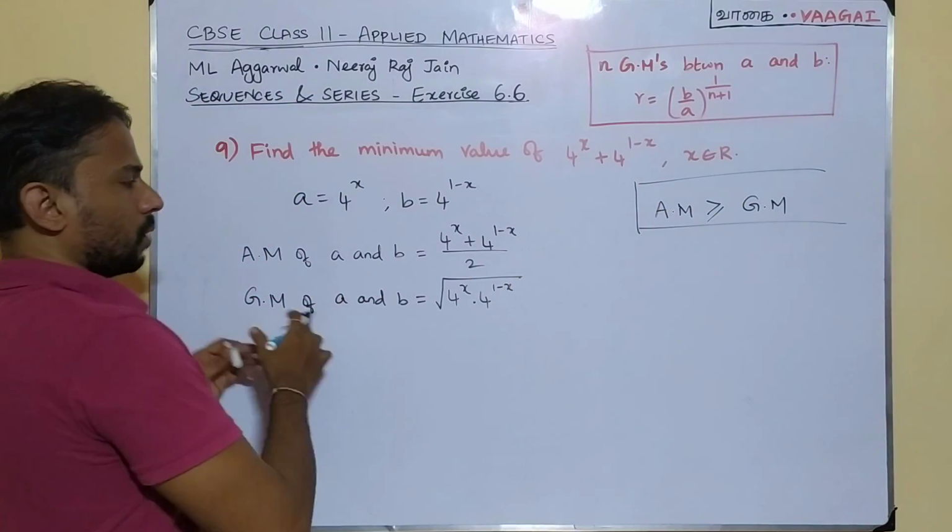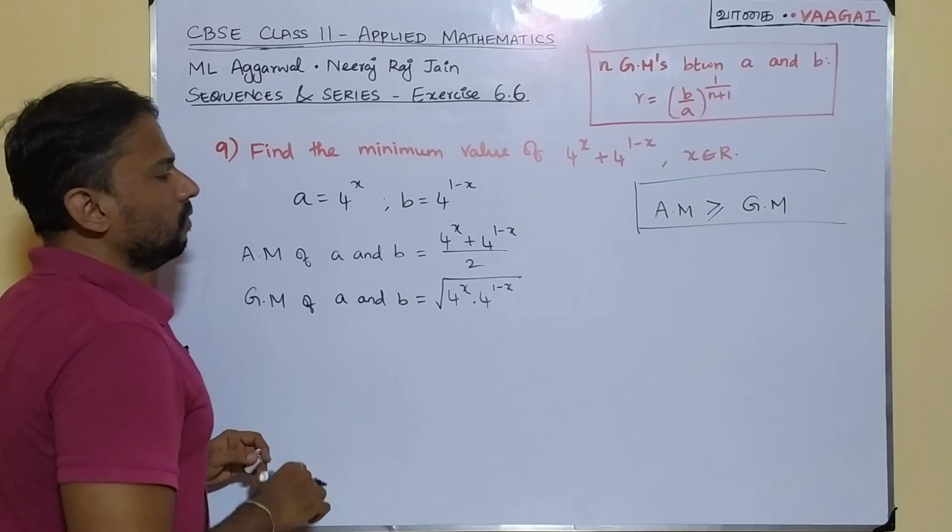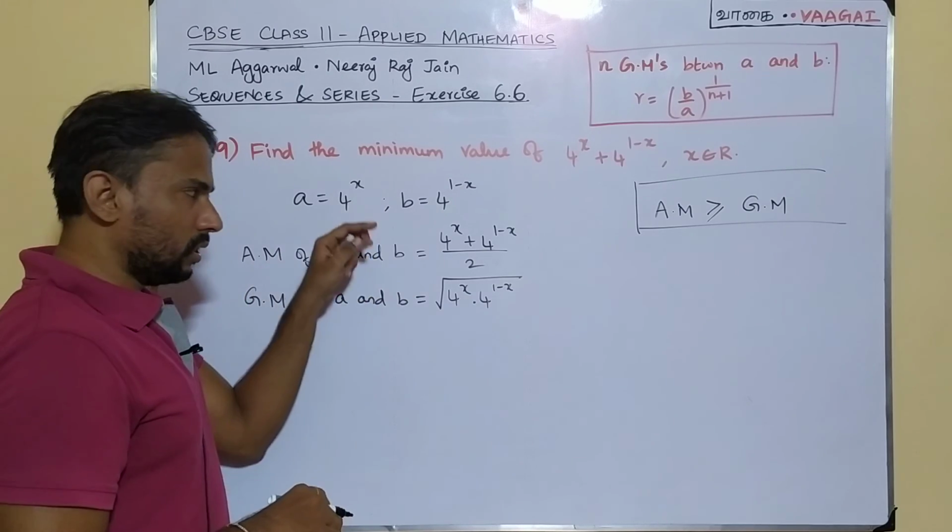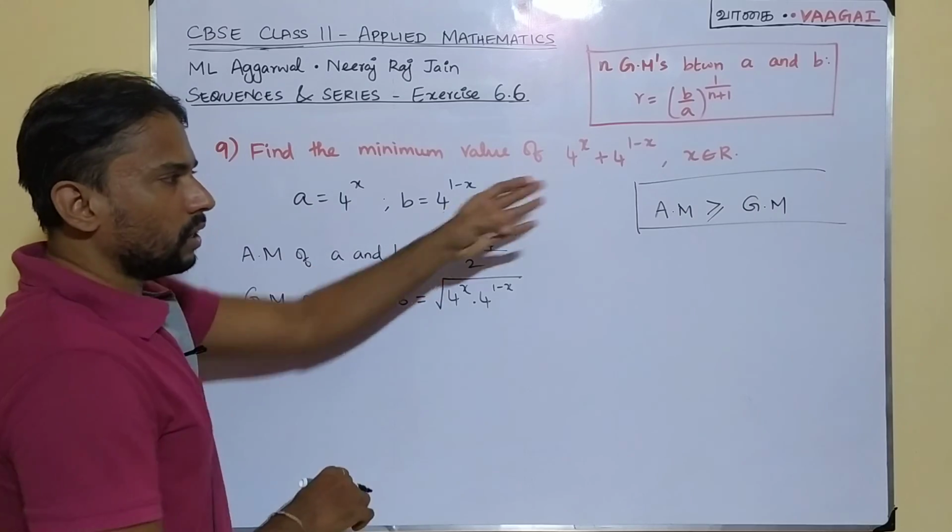I have written there. Okay. Coming here, what happens is now we will have these two A and B values. We got the AM as well as GM, right? Now let us use that relation.